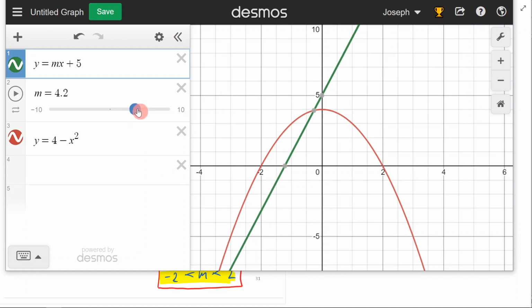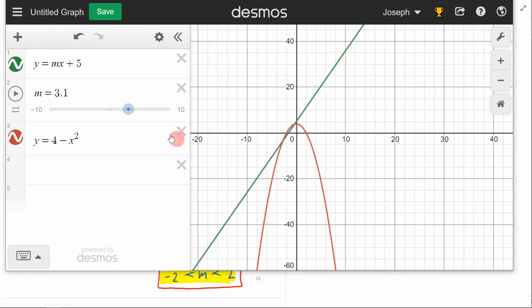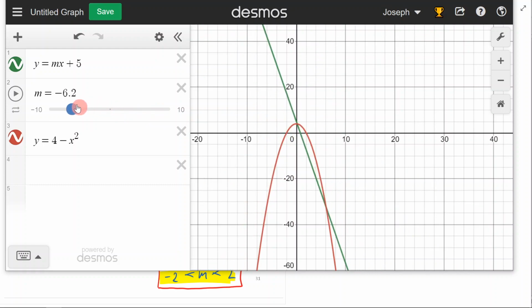So this is where Desmos becomes very useful in helping us visualize what's happening here. So regardless of how big this becomes, as you can see, it's always going to touch it twice. Then over there, if it's very small, it's touching it twice still.